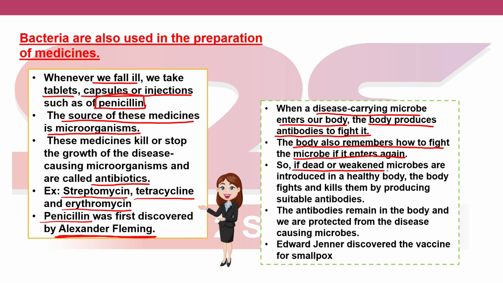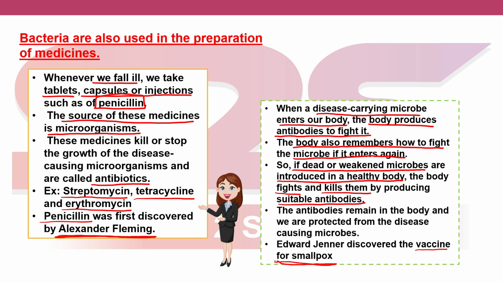So, if dead or weakened microbes are introduced in a healthy body, the body fights and kills them by producing suitable antibodies. The antibodies remain in the body and we are protected from the disease causing microorganisms, basically the microbes. So Edward Jenner discovered the vaccine for smallpox. Smallpox is again a disease caused by microorganisms. So this is a concept where we know that whenever a disease carrying microbe enters our body, the body produces antibodies to fight it. It also remembers the type of microbe so that if it enters again, it can fight against it. Thus, whenever dead or weakened microbes are introduced in a healthy body, they are fought and killed by the production of suitable antibodies, and Edward Jenner was the first one who discovered the vaccine for smallpox.